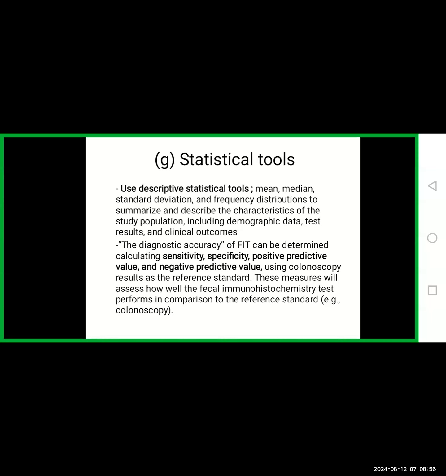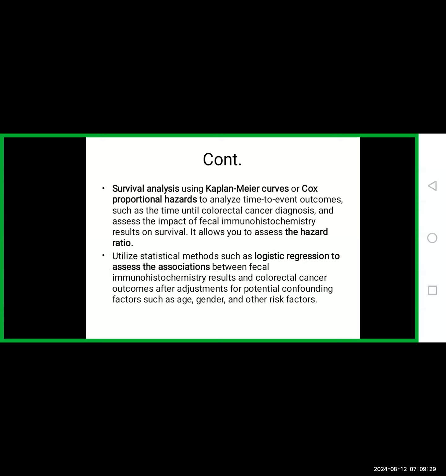The statistical tools, there are many, but I just try to group them into this. Use descriptive statistical tools like mean, median, standard deviation, and frequency distributions to summarize and describe the characteristics of the study population, including demographic data, test results, clinical outcomes. The diagnostic accuracy of fecal immunohistochemistry testing can be determined calculating sensitivity, specificity, positive predictive values, and negative predictive values, using colonoscopy result as a reference standard. These measures will assess how well the fecal immunohistochemistry testing performs in comparison to the reference standard, that's colonoscopy.